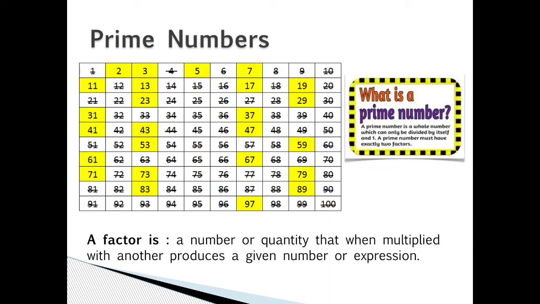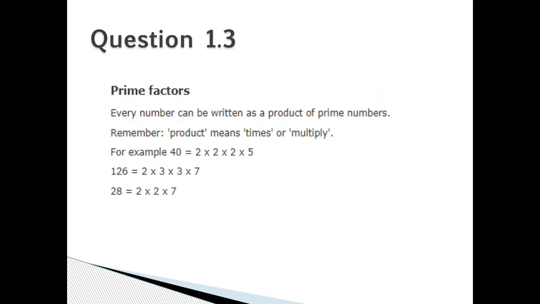A factor is a number or quantity that when multiplied with another produces a given number or expression. Prime factors. Every number can be written as a product of prime numbers. Remember, product means times or multiply. For example, 40 can be written as 2 times 2 times 2 times 5. 126 can be written as 2 times 3 times 3 times 7, and 28 can be written as 2 times 2 times 7.